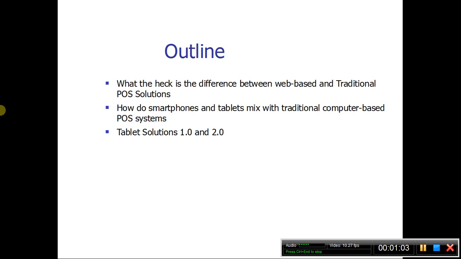So what we're going to do is very quickly cover what the heck is the difference between web-based and traditional point-of-sale solutions, and how the mobile devices like smartphones and tablets mix in with traditional computer-based point-of-sale systems. And again, I want to very briefly cover the differences between the tablet or the mobile 1.0 and 2.0 solutions.